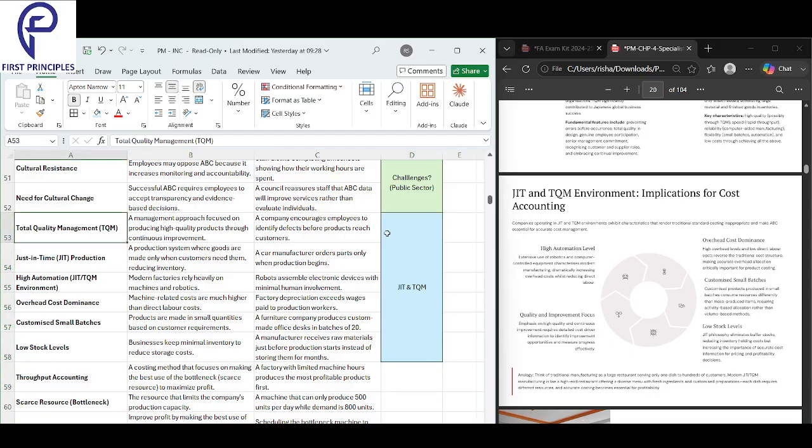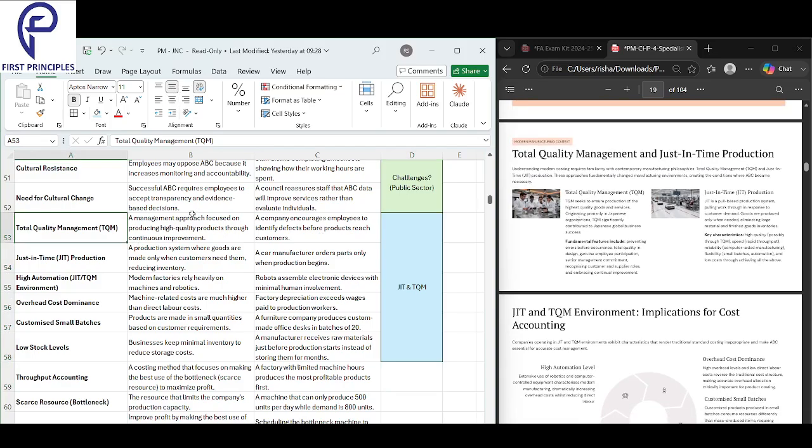First we'll start with the basic understanding of what both of them really mean: just in time and total quality management. Total quality management, I think you've got a gist of it just by reading it. It's a management approach focused on producing high quality products through continuous improvement. And just in time is a production system where goods are made only when customers need them, reducing inventory.